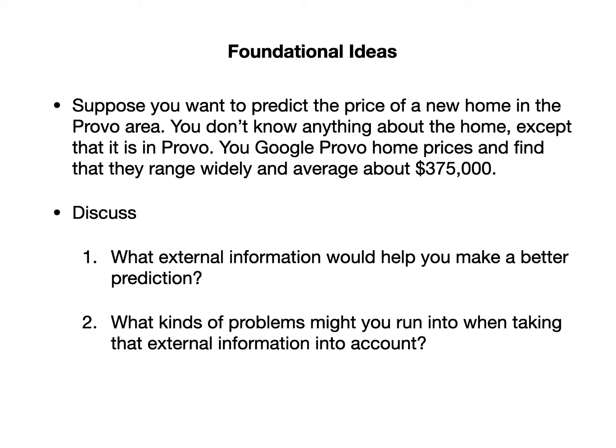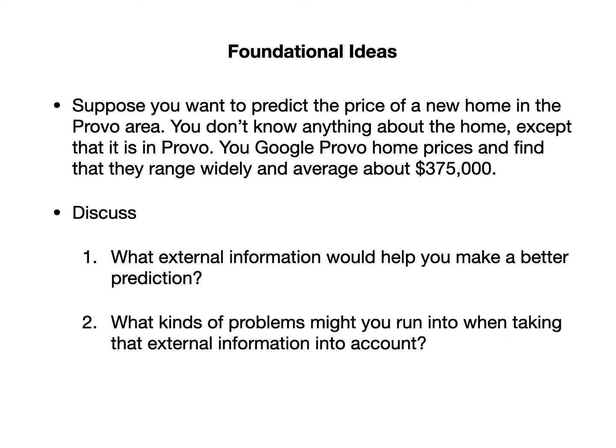So we thought about what would be the best predictor, and we talked about the mean, and then I had that question of what external information would help you make a better prediction. Instead of talking about the entire area of Provo, which is a pretty big geographical area, what if you had information about which neighborhood it was in, the features of the home, how many rooms, the square footage, or the school system, the specific schools that people go to, and so on? If you could use that information, then you'd be able to make a better prediction about the specific home price.